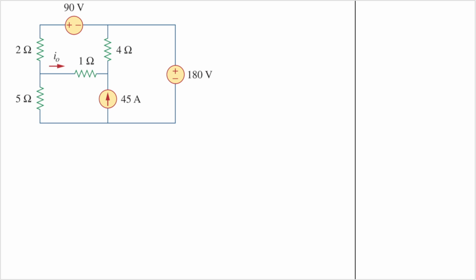Hello, in this video, I will explain how to find I0 in this circuit. I0 is the current that passes through this 1 ohm resistor here. That is our goal, to find I0. And we need to use nodal analysis. Okay, let's do it step by step.